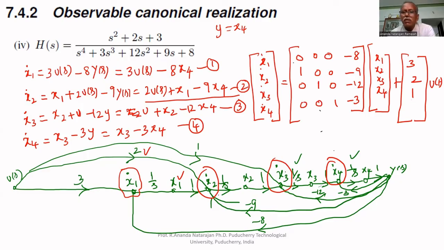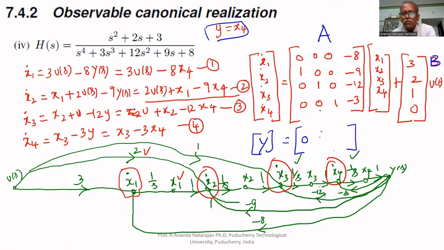This is A matrix. Here there is no u in the last row, that's why there it is 0. This is B matrix. What is the output equation? Y equal to x4. That's all. Therefore, y equal to 0, 0, 0, 1 times x1, x2, x3, x4. That's all. D matrix is 0.